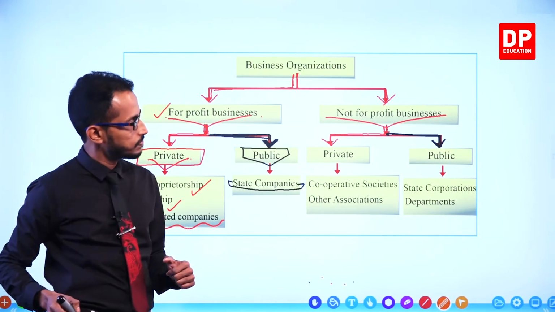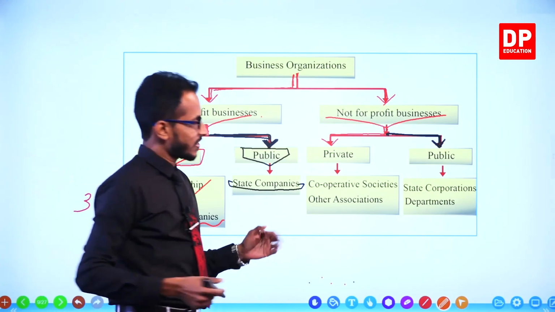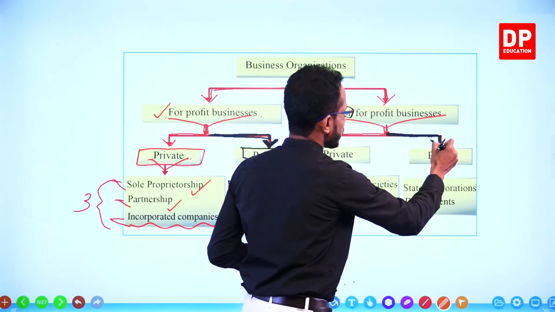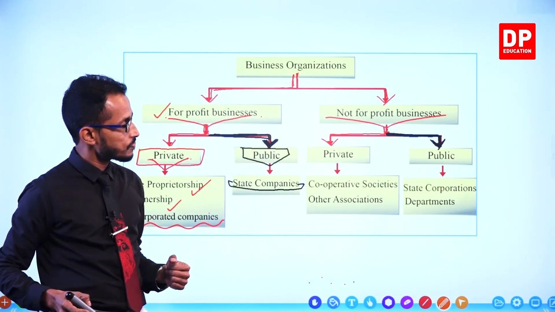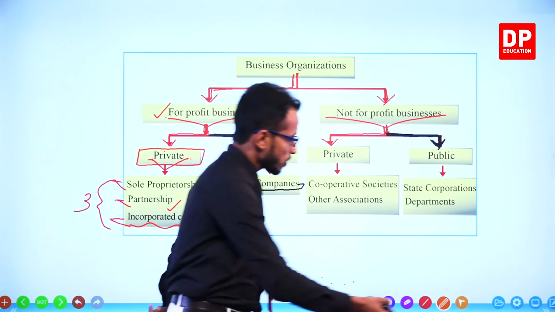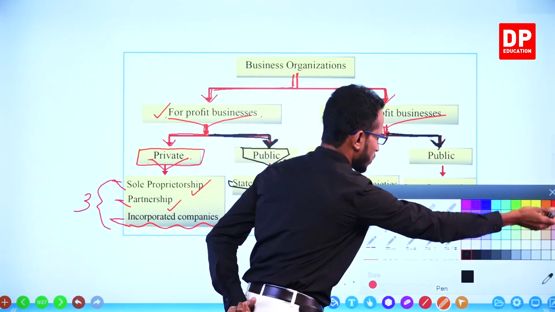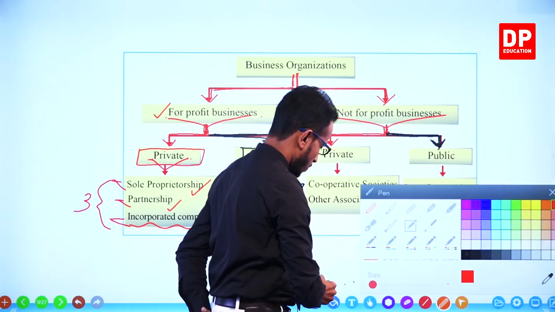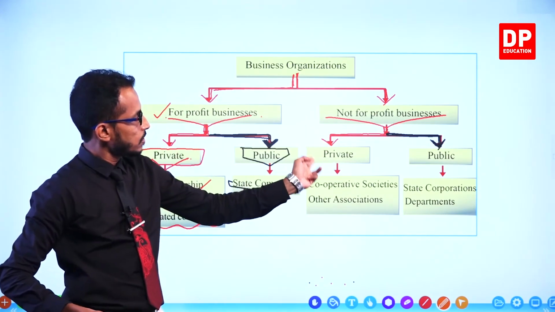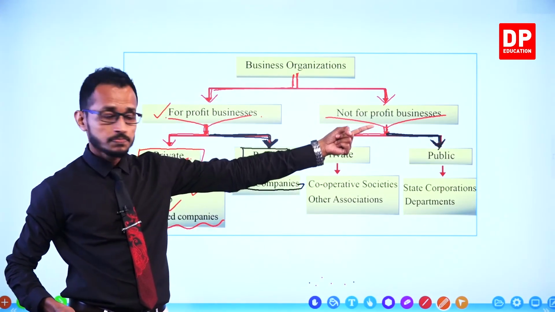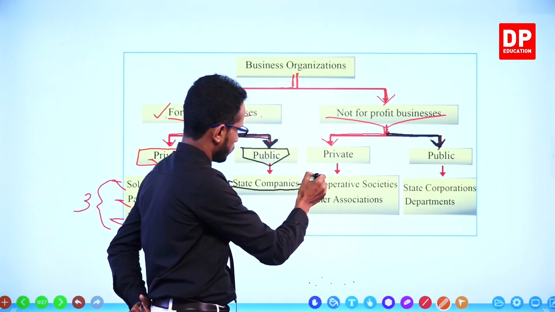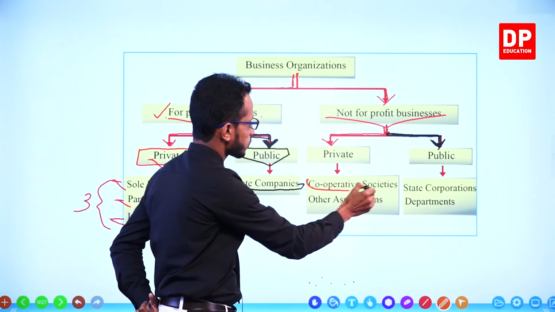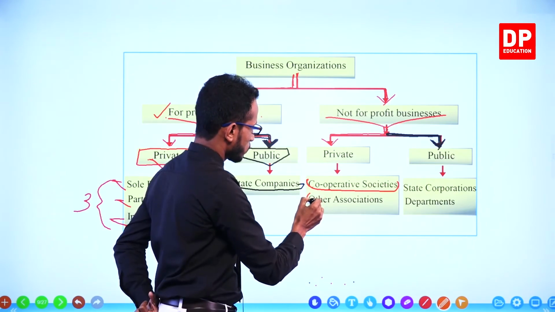Okay. Just to make it clear, black is used for the public sector, the government sector. Okay. What organizations are in the private sector under not-for-profit? Only two. One, two.